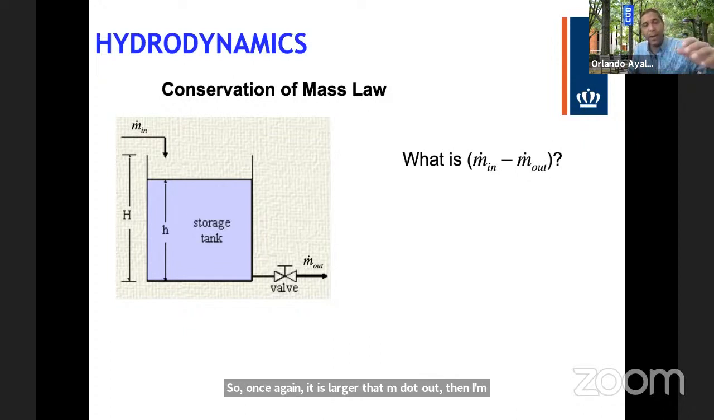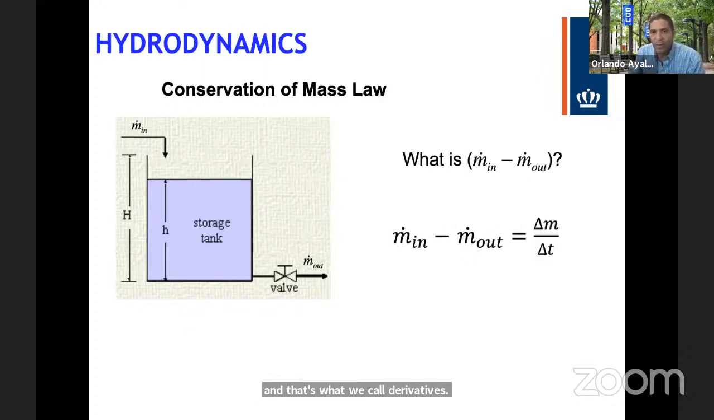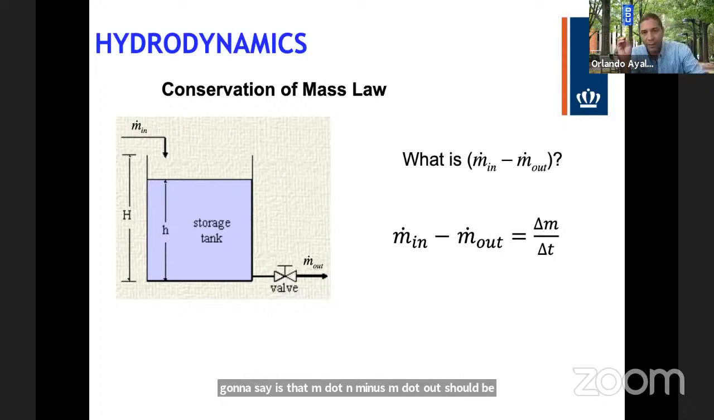On the other hand, if m dot out is larger than m dot in, I'm decreasing the mass. Now, there is a mathematical way of presenting changes, and that's what we call derivatives. But in this case, I'm not going to get into that. All I'm going to say is that m dot in minus m dot out should be equal to the amount of mass that increased or reduced in the storage tank per unit time. That's what it should be.